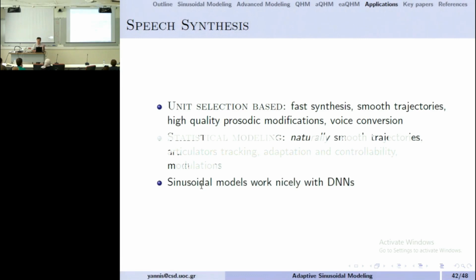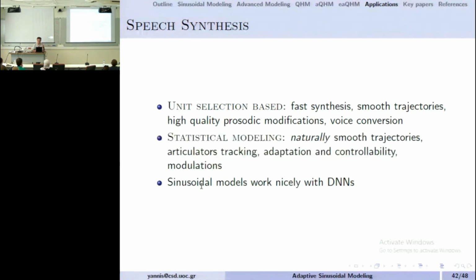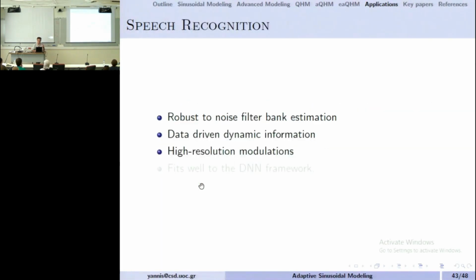And anyway, sinusoidal models, as we will see later on, work nicely with DNNs for speech synthesis and other models. Speech recognition, this system has not been used for speech recognition yet, but it is robust against noise. So that might be a very good application going towards noise-free filter bank estimations.